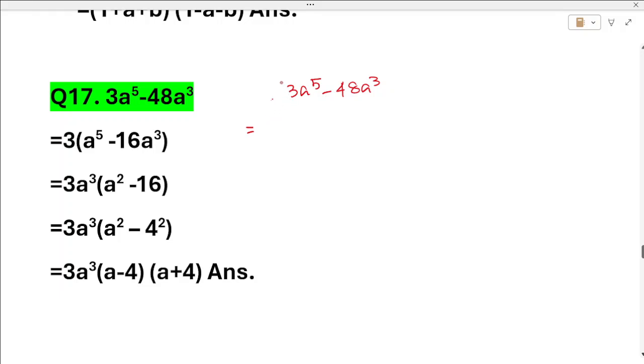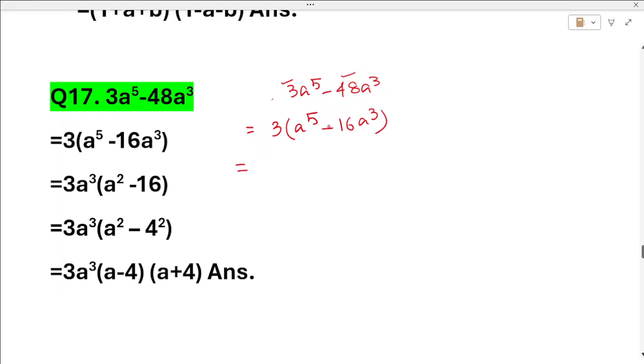Okay, how should we start? First of all, see the coefficients. It is 3 here, it is 48 here. So can we take something common? Yes, 3 is the common HCF of 3 and 48. So take 3 outside the bracket. Inside the bracket we are left with a to the power 5 minus 16, since 3 sixteens are 48. Okay, so this is our first step.